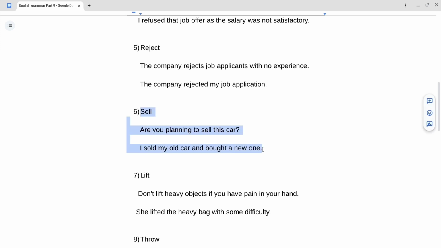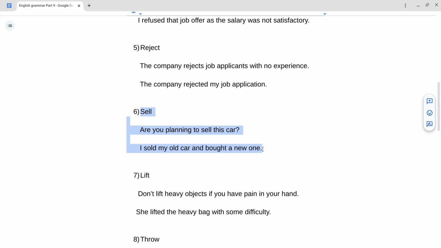Okay, sell, a simple word. Are you planning to sell this car? My friend has a car, it is very old. So I asked him, are you planning to sell this car? I heard someone saying you are planning to buy a new car. So are you planning to sell this car? The past tense is, I sold my old car and bought a new one. After a few months I met my friend and he told me, I sold my old car.